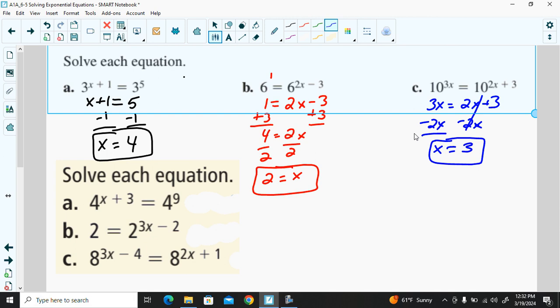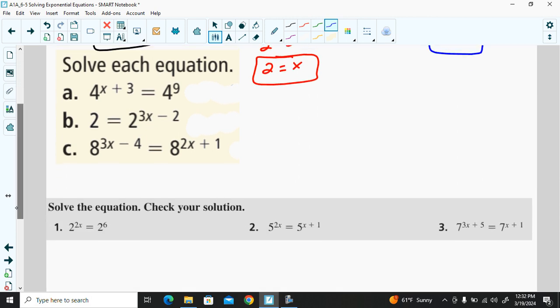Once again, I check that answer. 10 to the 3 times 3 is 10 to the 9th. 10 to the 2 times 3 is 6, plus 3 is 10 to the 9th. Alright? You guys can go ahead and solve these examples down here. If you want to do A, B, and C, they're pretty simple.